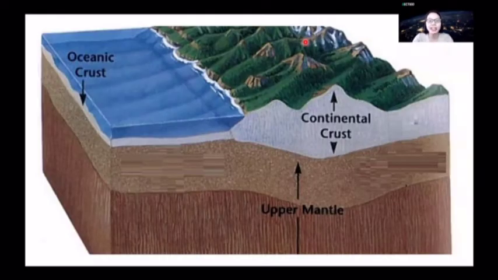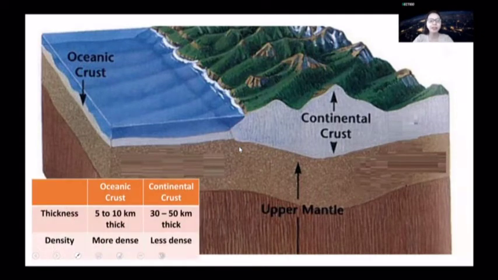Before we go further, let us first review the characteristics of continental crust and oceanic crust. On the right side of the screen is the continental crust, and on the left side you can see the oceanic crust. Looking at the gray area in this diagram, the two crusts differ in their thickness. From this picture, we can see that continental crust is thicker than the oceanic crust. Aside from their thickness, as you can see on the table, scientists also concluded that oceanic crust is denser than the continental crust.